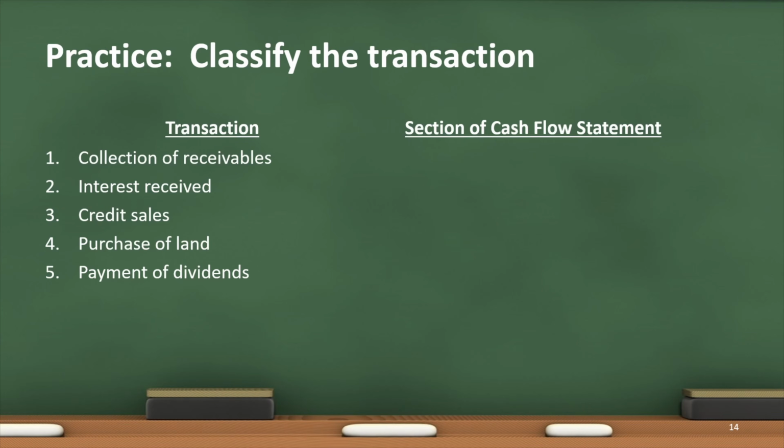Let's take a moment to do some practice where we can classify the transaction. Take a look at the different transactions on the left, numbered 1 through 5. Pause the video and try to classify each of those transactions into a section of the cash flow statement as either operating, investing, or financing. Go ahead, take a second to do that.